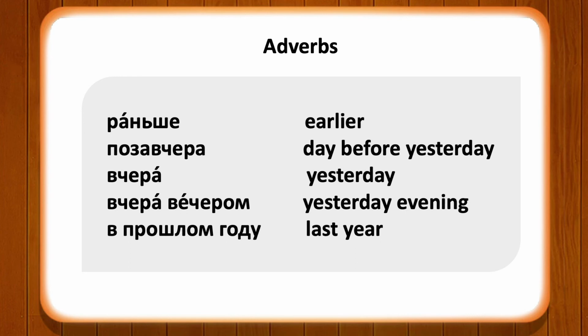We will repeat it. Ranshe means earlier. Pozavčera means day before yesterday. Včera means yesterday. Včera večeram means yesterday evening. V prošlom gadu means last year.